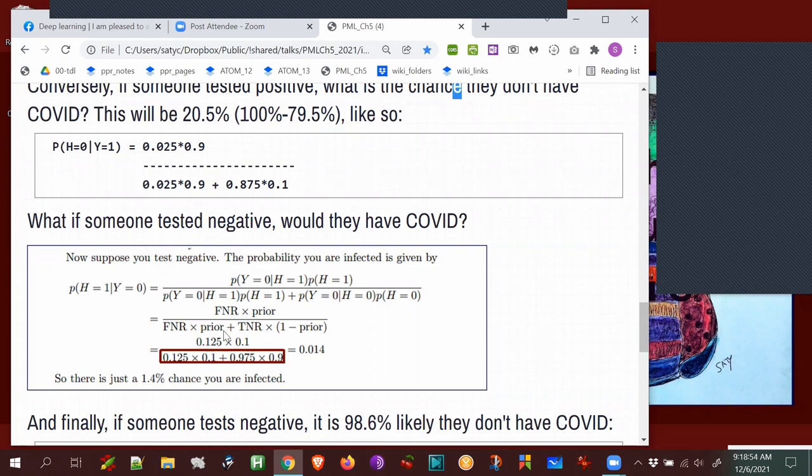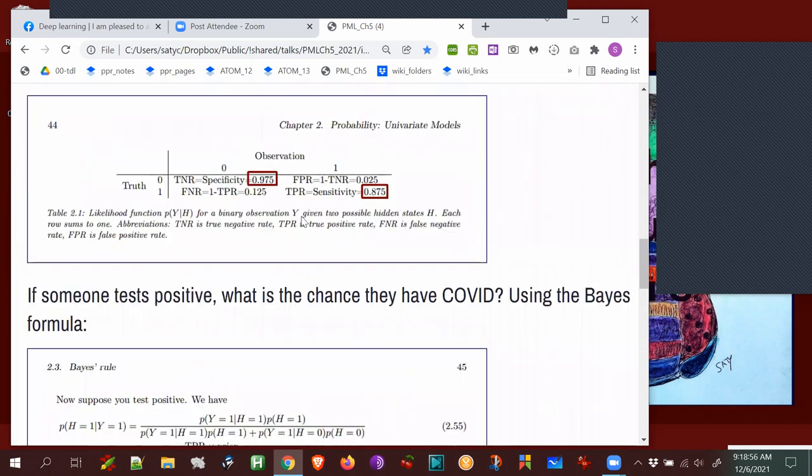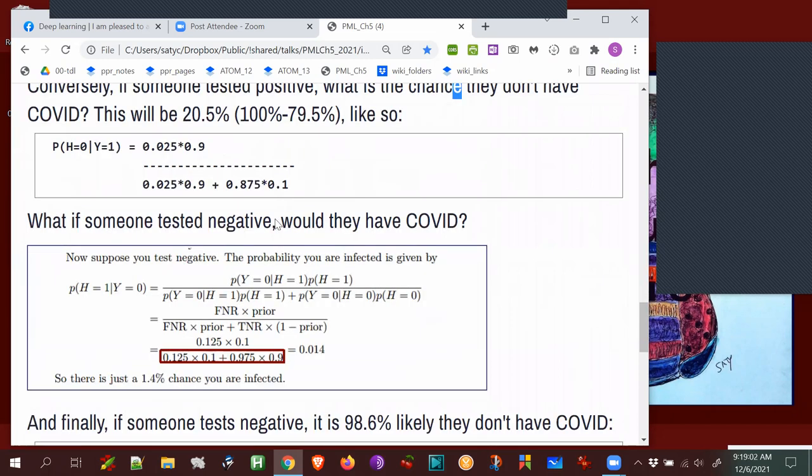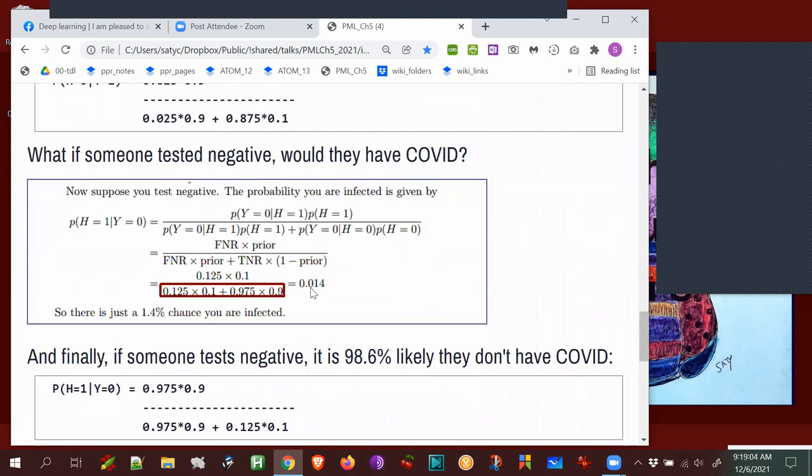And so then this 0.125 comes to us because that is also something that we subtract. So from here, you subtract that. And then you multiply that out, then we get 0.014. That means there's only 1.4% that you're infected. So thankfully, because the test is negative, most people that test negative don't have COVID. But then there's the little chance that you do.